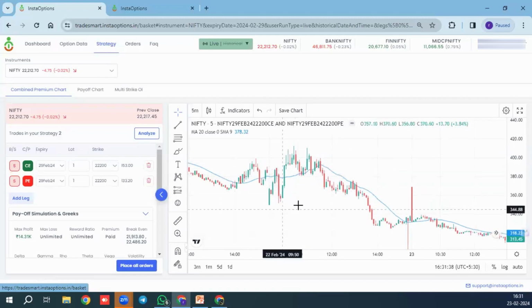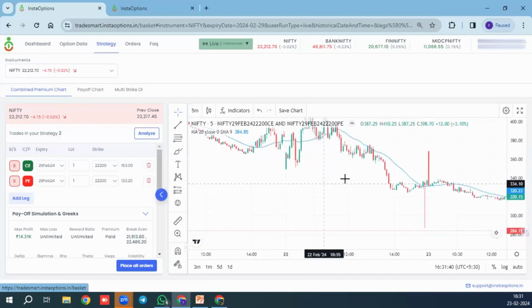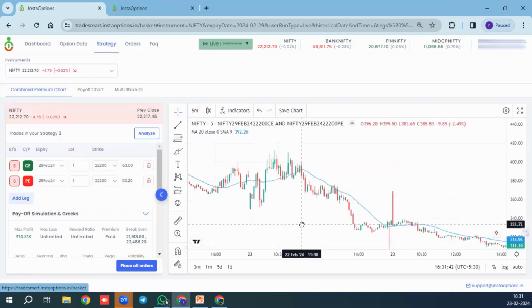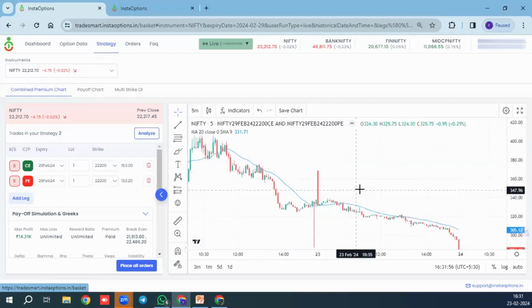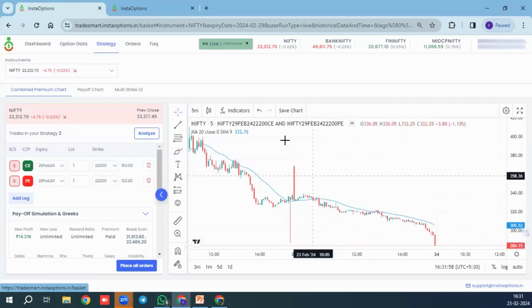You need to keep your stop loss very minimal here. And you can do multiple re-entries, not an issue. But stop loss should be maintained very strictly. Only then you will be able to make money. If you wait for the candle to go below this low, then you will end up making more losses. Okay. So this is a good option buying strategy.